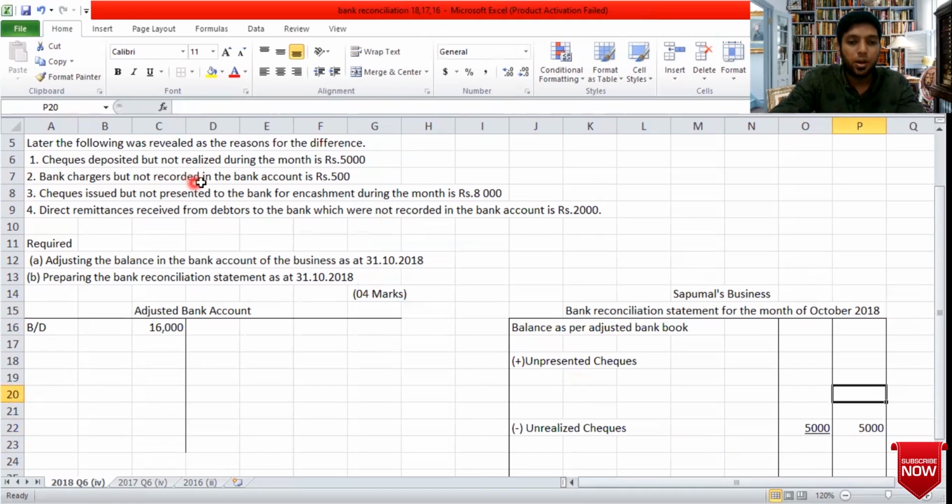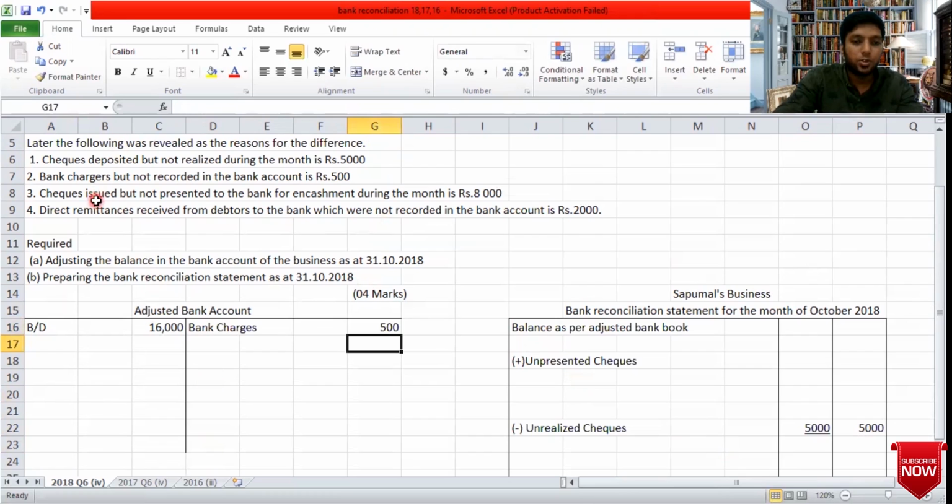Bank charges but not recorded in the bank account. So when it comes to bank charges, it's a charge from the bank account. They are not deducted, it seems. So we need to deduct bank charges from the bank account. Whatever the charges to the bank account deducted, whatever the additions you need to add it back. So here you will get 500.